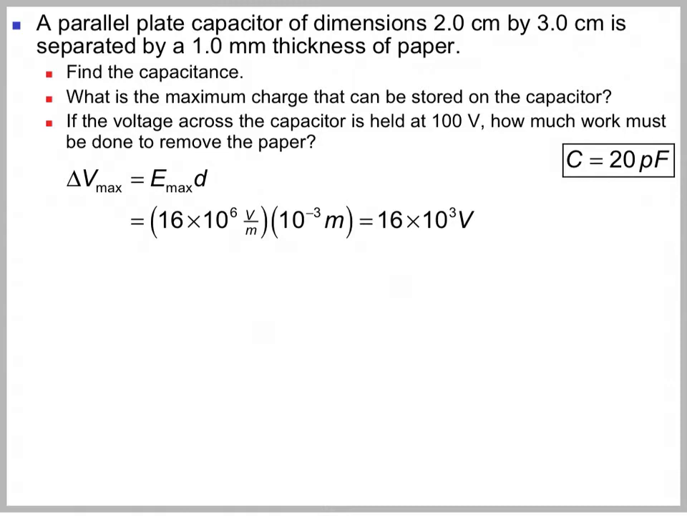So it's a parallel plate capacitor. The electric field is constant in there, so we can use V equals ED. We look up the maximum electric field for paper, 16 times 10 to the 6 volts per meter. Multiply it by the distance, and we get 16,000 volts.